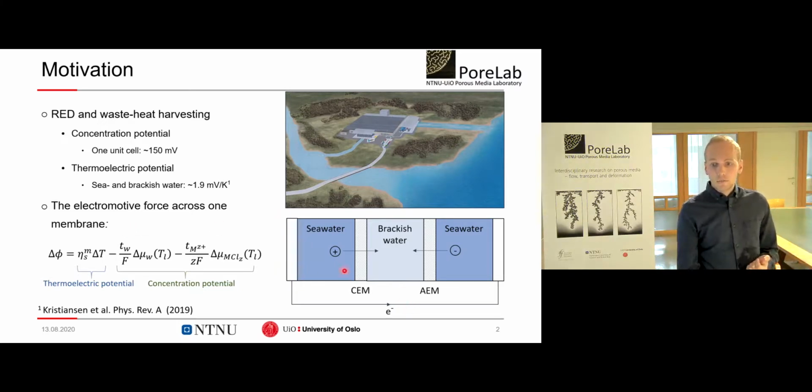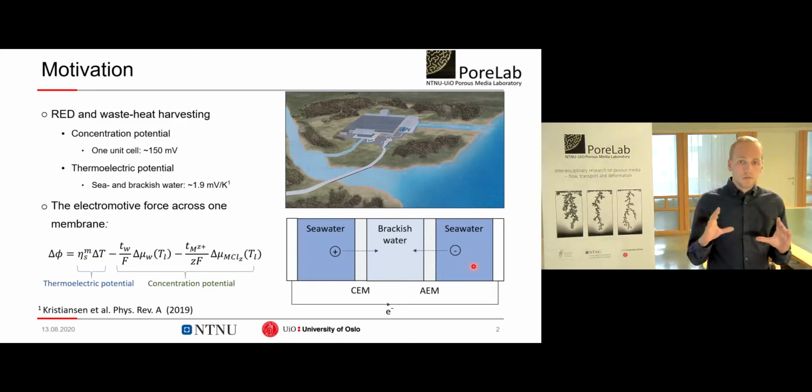This is done by using ion exchange membranes to let the ions pass through. So cations permeate through the cation exchange membrane and anions permeate through the anion exchange membrane. This creates a net electric current which can be harvested through an external circuit. Typically, for one such unit cell run on seawater and brackish water, the concentration potential is 150 millivolts.